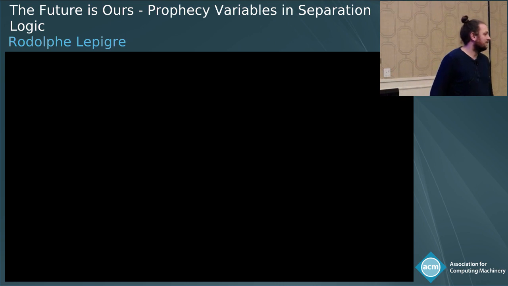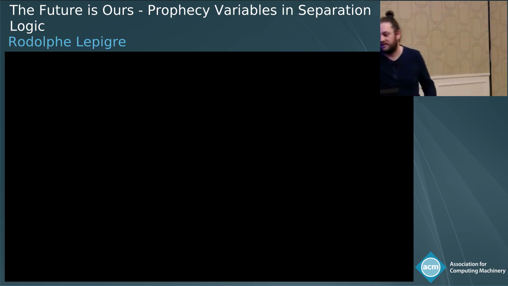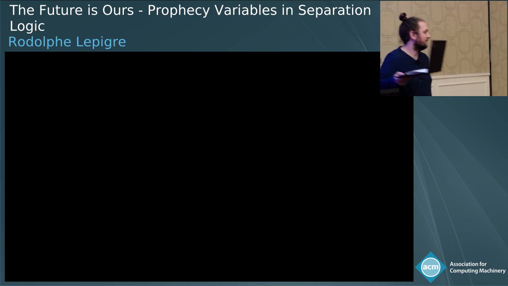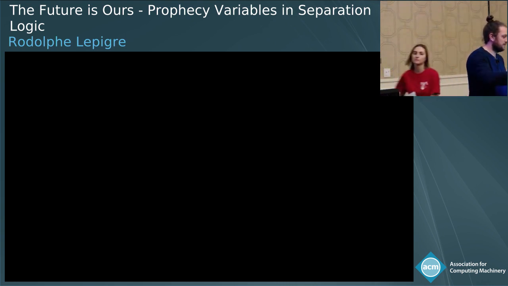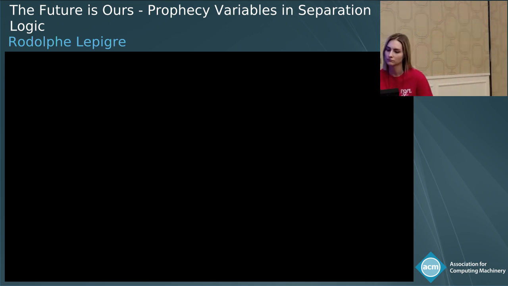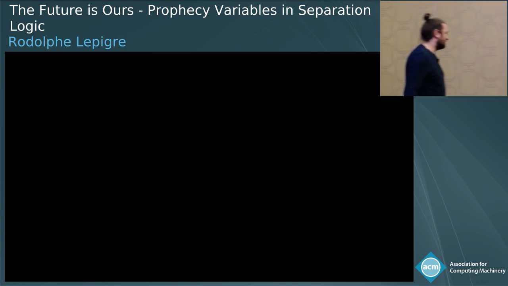We had one more question. Is there an interesting connection between these prophecies that you're making and the promises in the promising semantics that also appear in this part of the world? So I'm not familiar with the promising semantics, so sorry. I'm sorry, I can't answer your question. It's a bad question.